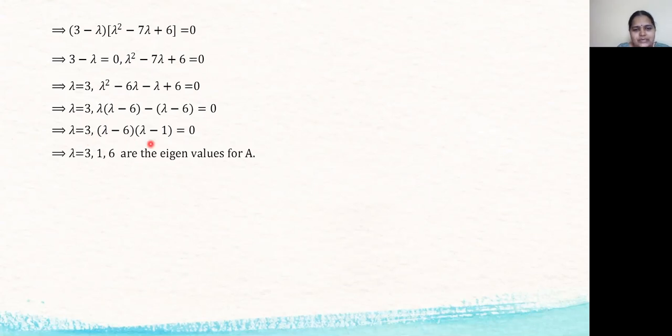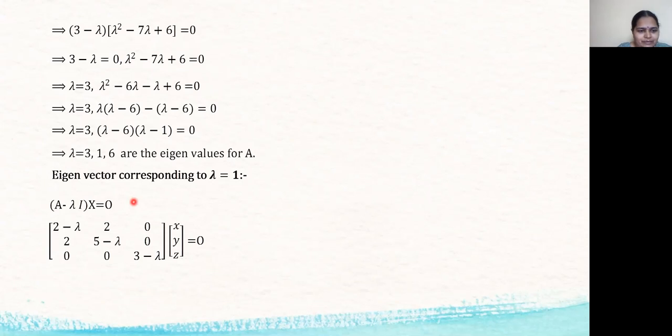So now these are the eigenvalues. Now we have to find the eigenvectors for these eigenvalues. First, the eigenvector corresponding to lambda equal to 1. To find the eigenvector, we take the definition A minus lambda I into x equal to 0. What is A minus lambda I? We have written it first.